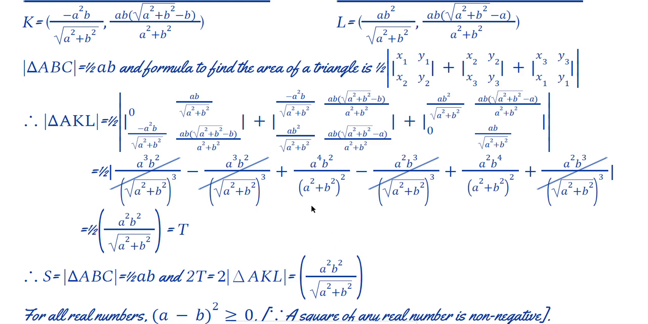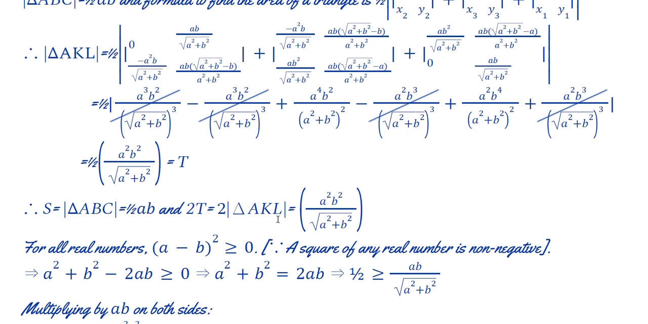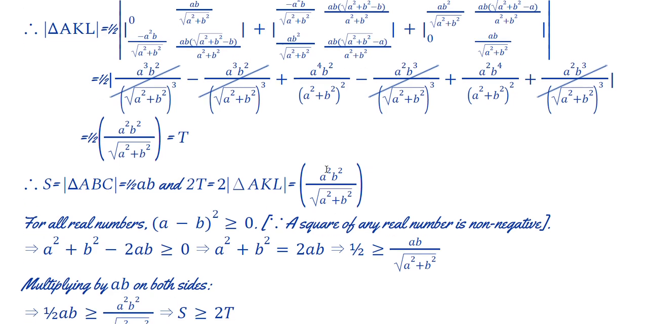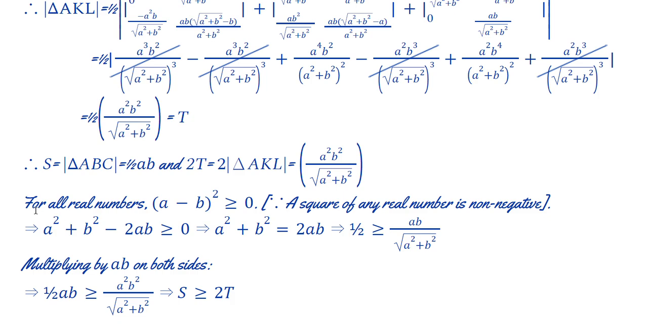So I can take a squared, b squared common, and then a squared plus b squared can be eliminated from the numerator and denominator. So it's not squared anymore, it's just a squared plus b squared in the denominator. So that's how I get that. Now we derive the areas for S and T.